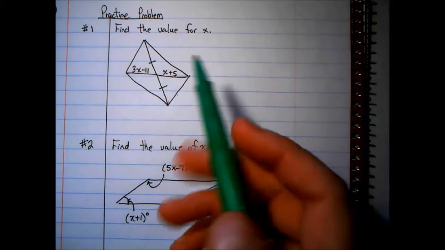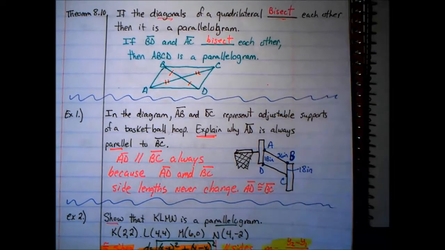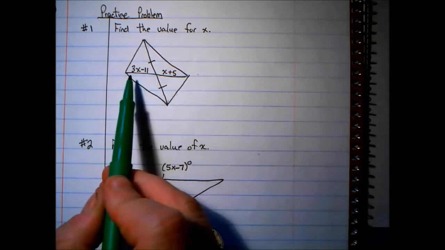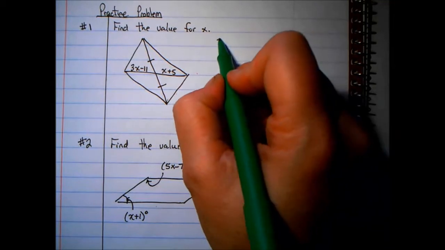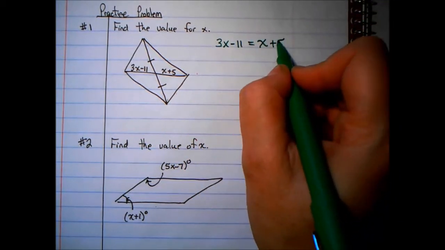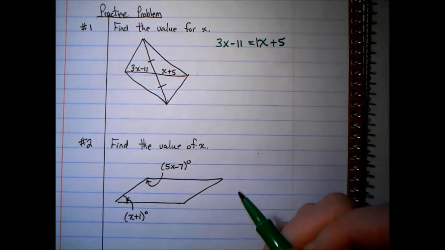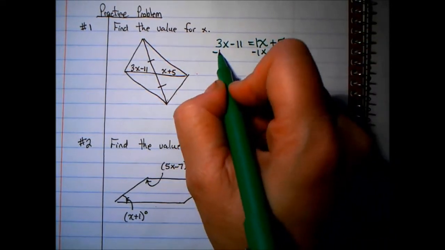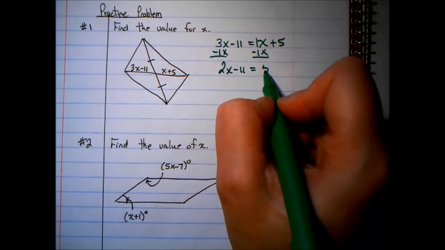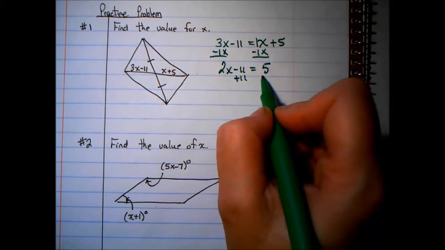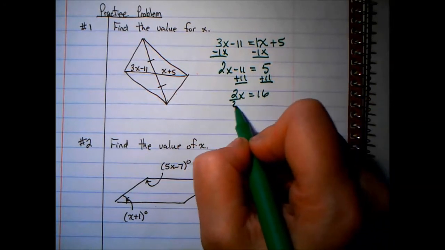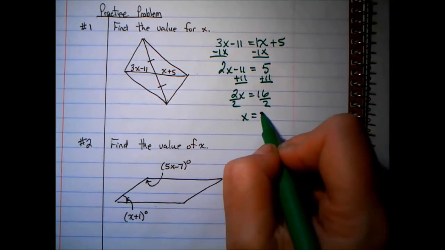On practice problem 1, this is a lot like my example 3, where your expressions are on the diagonal. So that means I'm going to solve this by doing 3x minus 11 equals x plus 5. There's an understood 1 in front of that x. So I'm going to subtract the 1x. And that gives me 2x minus 11 equals 5. I'm going to add 11. Gives me 2x is equal to 16. Divide by 2, and x is equal to 8.